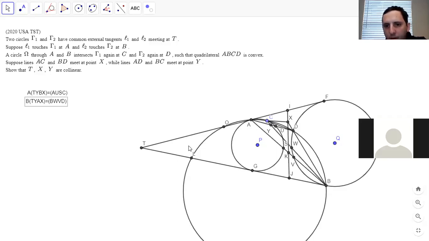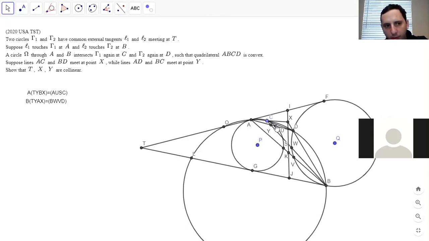So I wonder, let's say you take AUSC and you project through A onto this, you would get IX. Oh, but we don't know where U goes. Okay. Yeah, we don't have that point. Yeah, so I think we could use sines. Okay. All right. So I'll use sines.